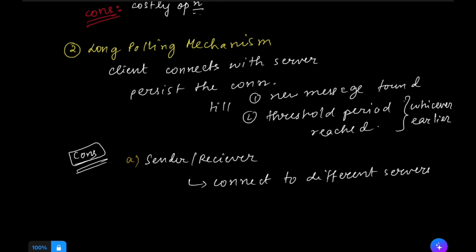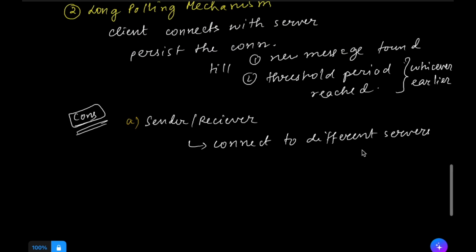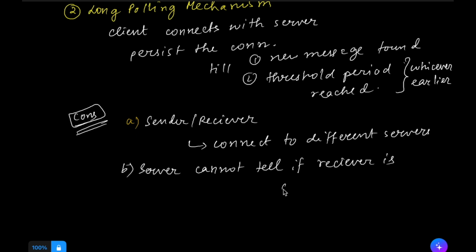Moreover, the server cannot tell whether the receiver or client is disconnected or not, and the server is holding the connection. This is also a disadvantage. Server cannot tell if receiver is disconnected or offline.